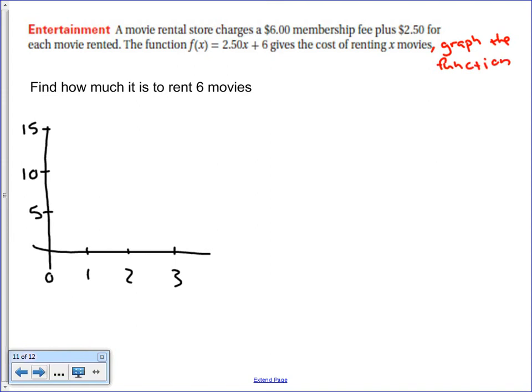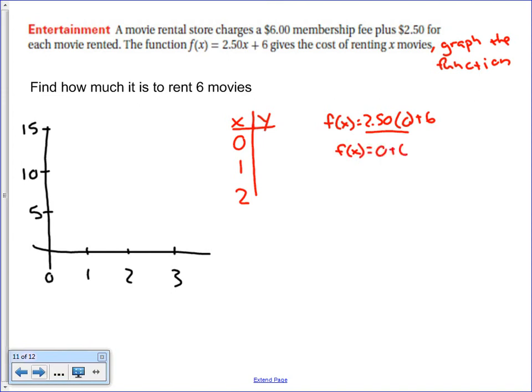Like we did on the previous problem, let's make a little XY table. I'm going to use 0, 1, and 2 again, because you can't rent a negative 1 movie. You don't really want to go into the negatives. So plugging in 0, we have f of x, or y, equals 2.50 times 0 plus 6. Anything times 0 is 0. So f of x equals 0 plus 6, so f of x equals 6.